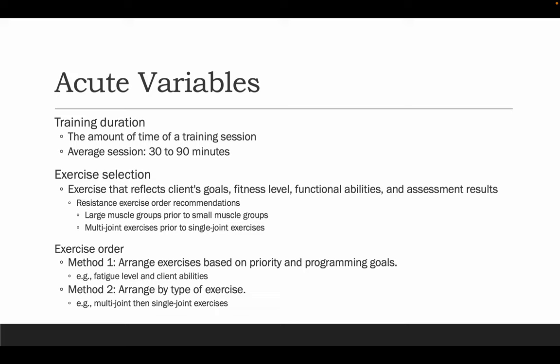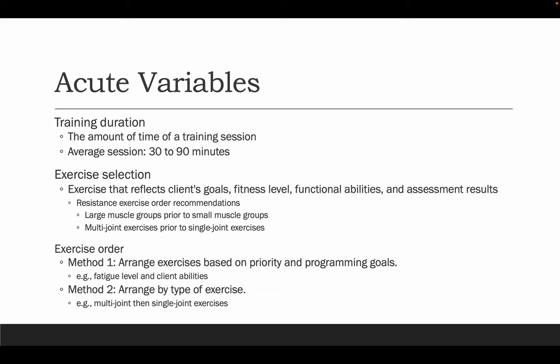Now, exercise selection is really important because it goes by a lot of different factors like goals, your fitness level, your ability. Assessment results can even come into play there. But really what we want to think of is large muscle groups before small muscle groups, and multi-joint or compound exercises prior to single joint or isolation exercises. Very important on that. Now, exercise order.